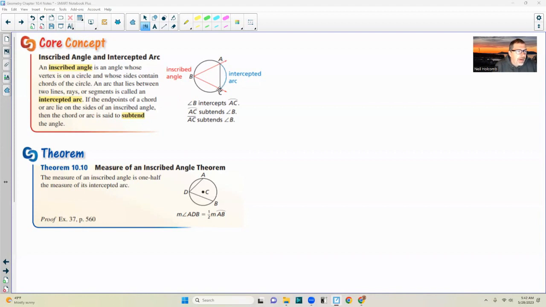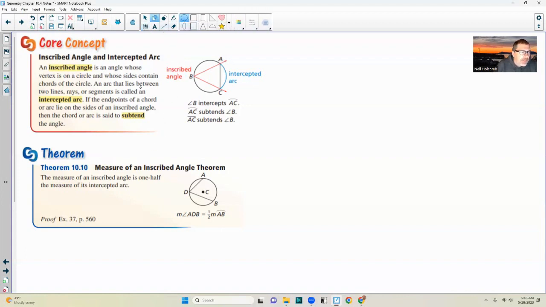So for the intercepted arc, the endpoints of AC, this chord or arc AC, lie on the sides of the inscribed angle, then the chord or arc subtends the angle. Okay, so just another fancy word. Now Theorem 10.10, the Measure of an Inscribed Angle Theorem. The measure of an inscribed angle is 1/2 the measure of the intercepted arc.